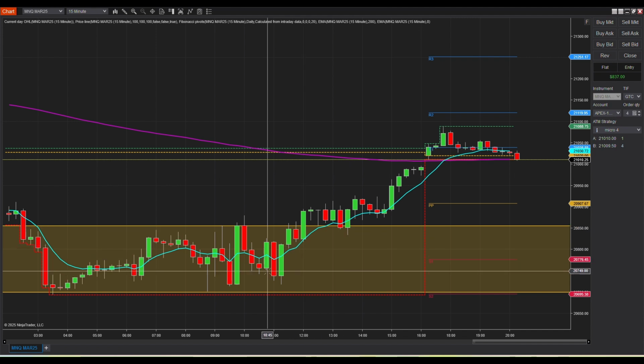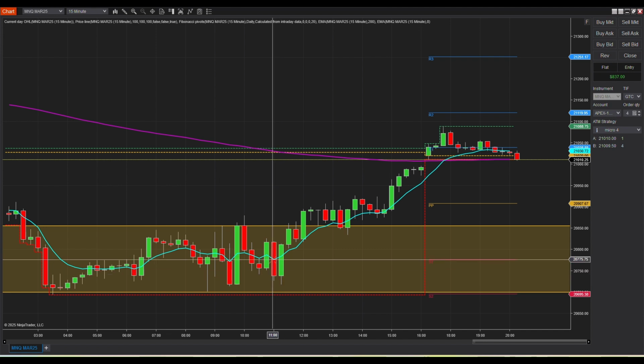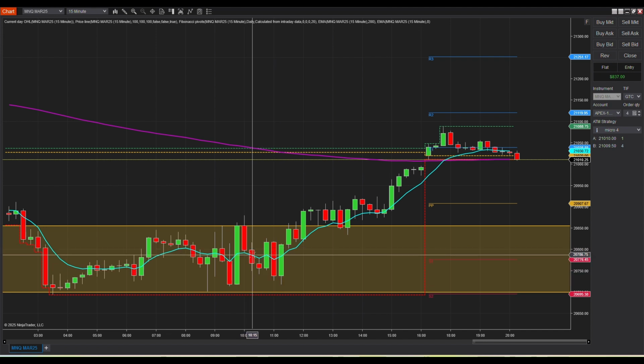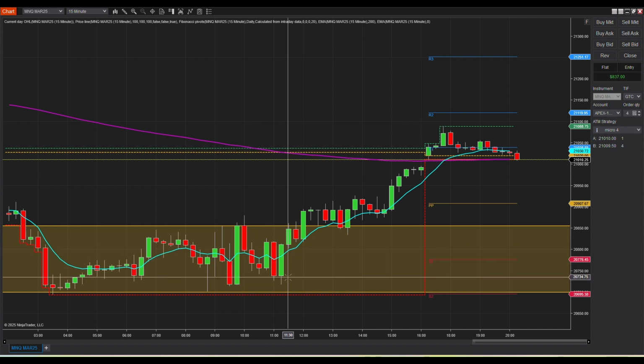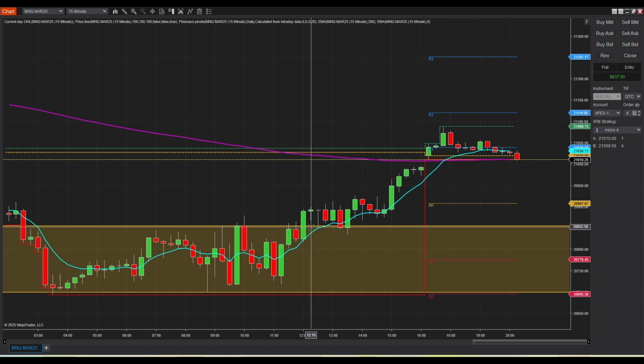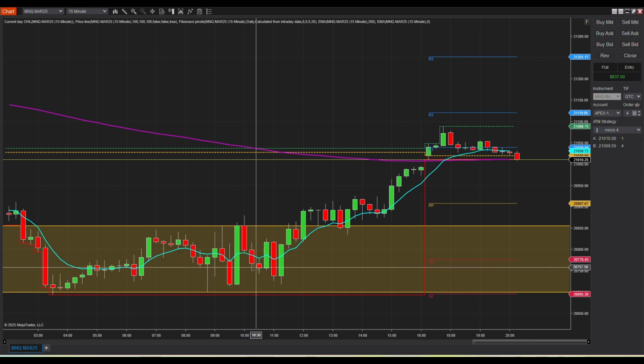But I was in this range, and if you're using micros, you could just go in 2 micros at a time and scale in, because even though you're buying here, you could just wait until it gets down here at the quarter level and start buying there and just hold it to this IBR, and you'll be done. But I was buying on these red candles.